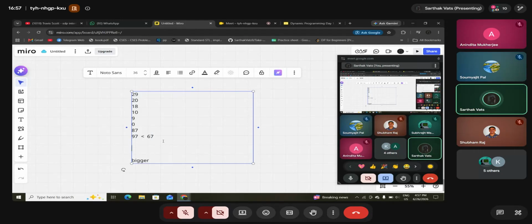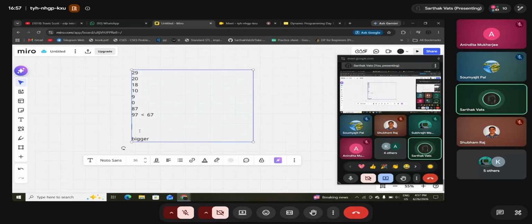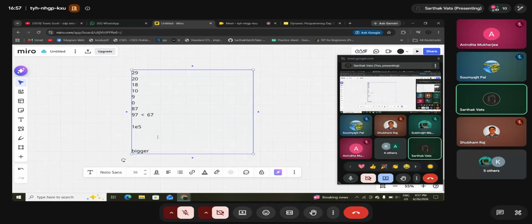So how do we approach this? Let's suppose the constraints are up to 10^5. So we need to get it done in n log n, or n root n sort of thing, or just n. So how do we do this?